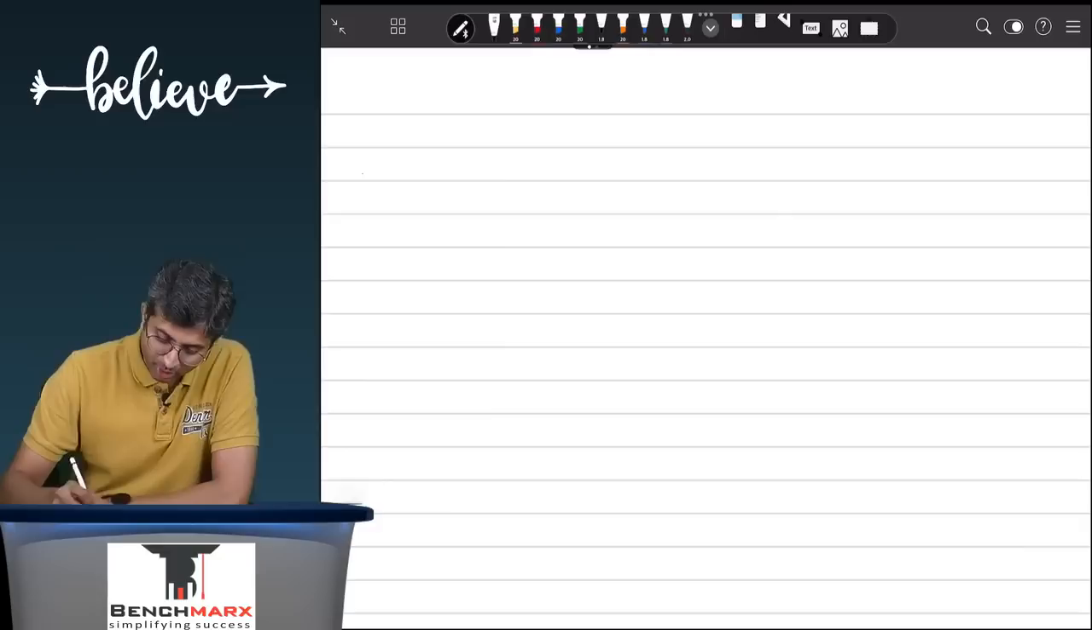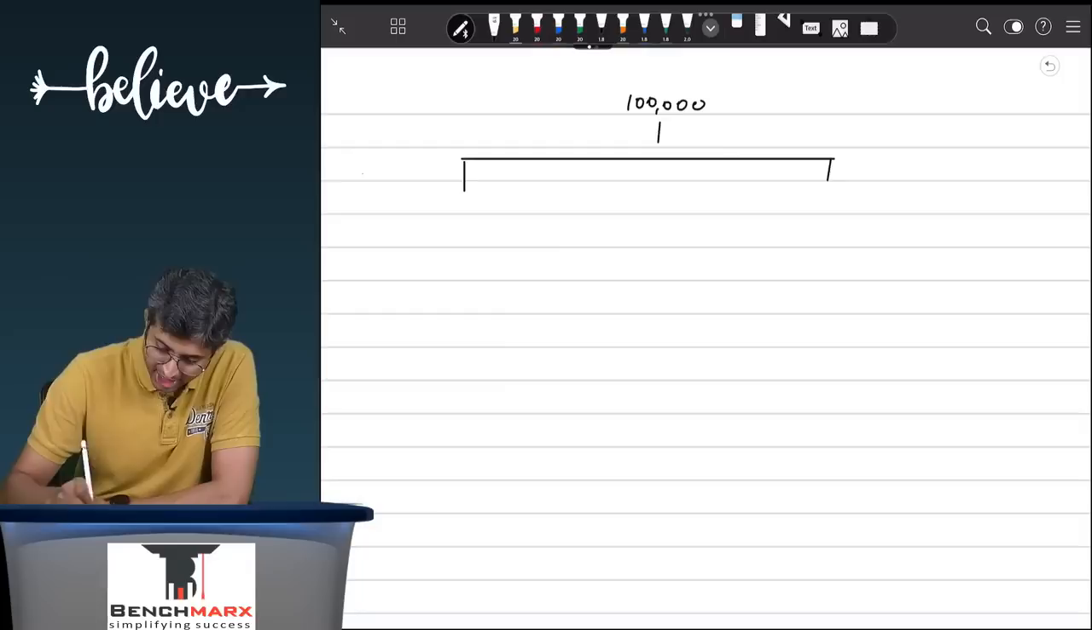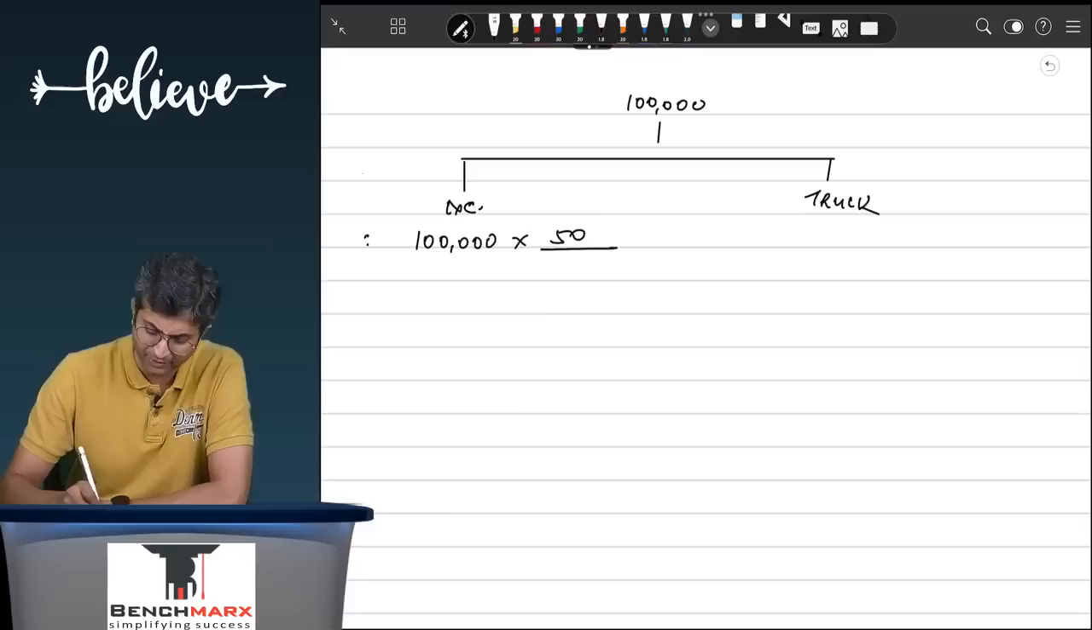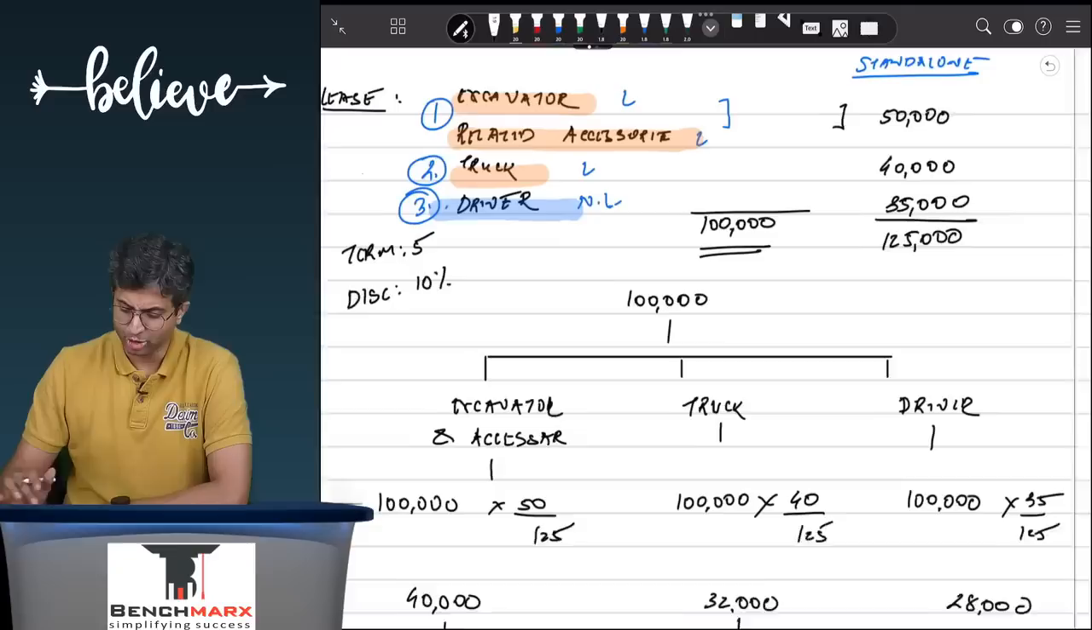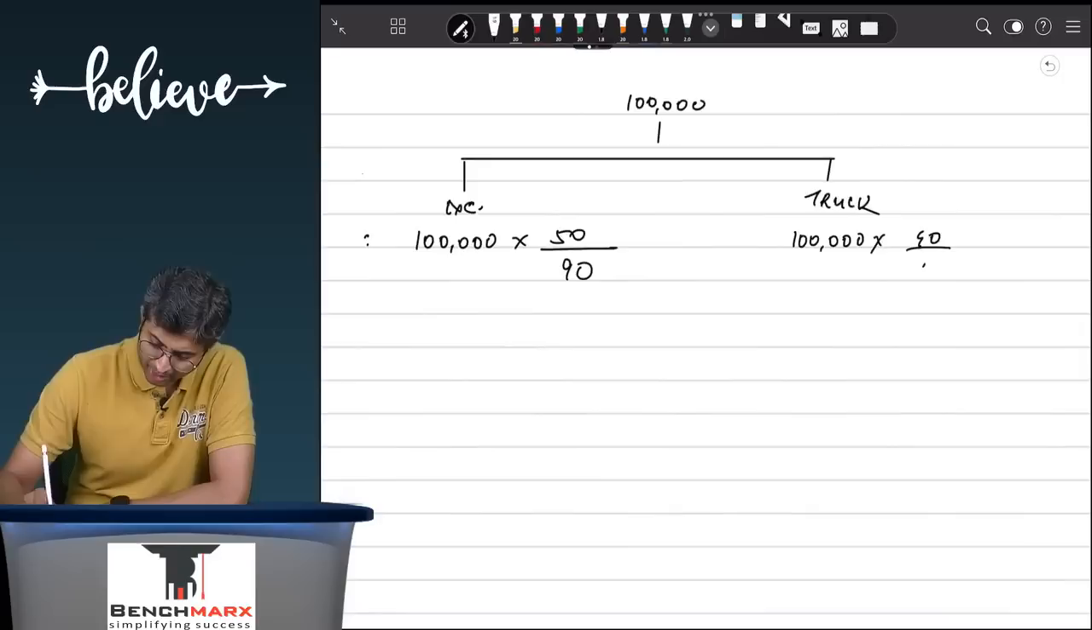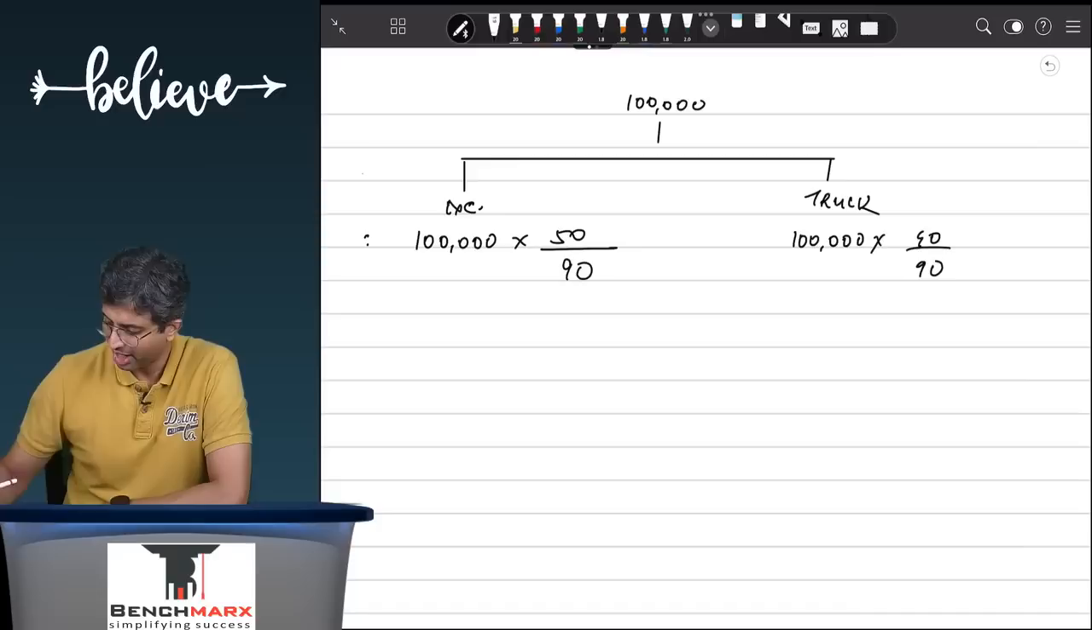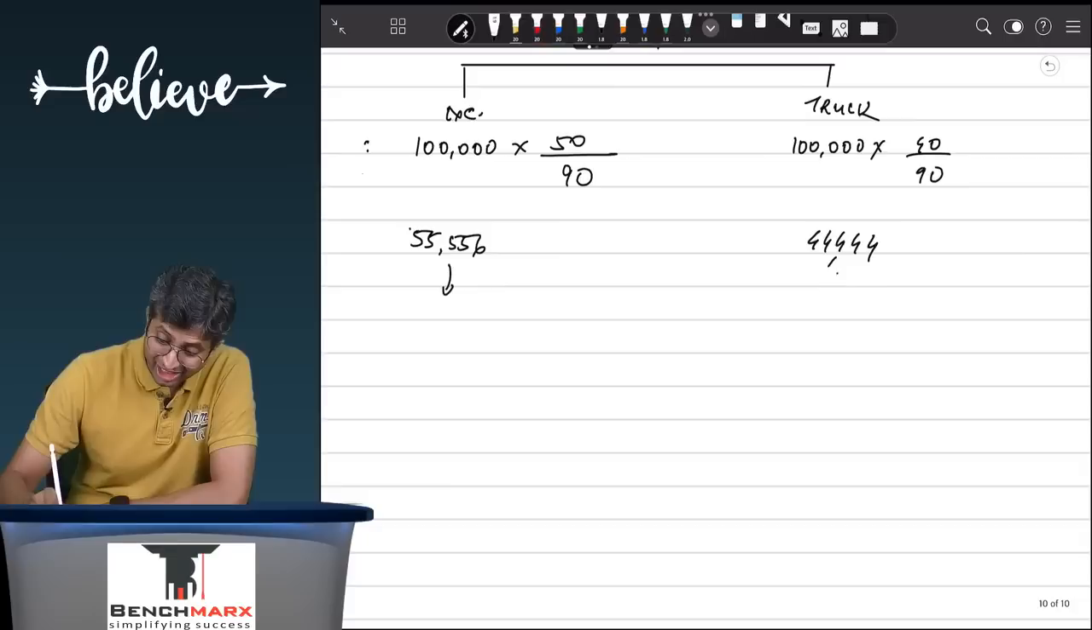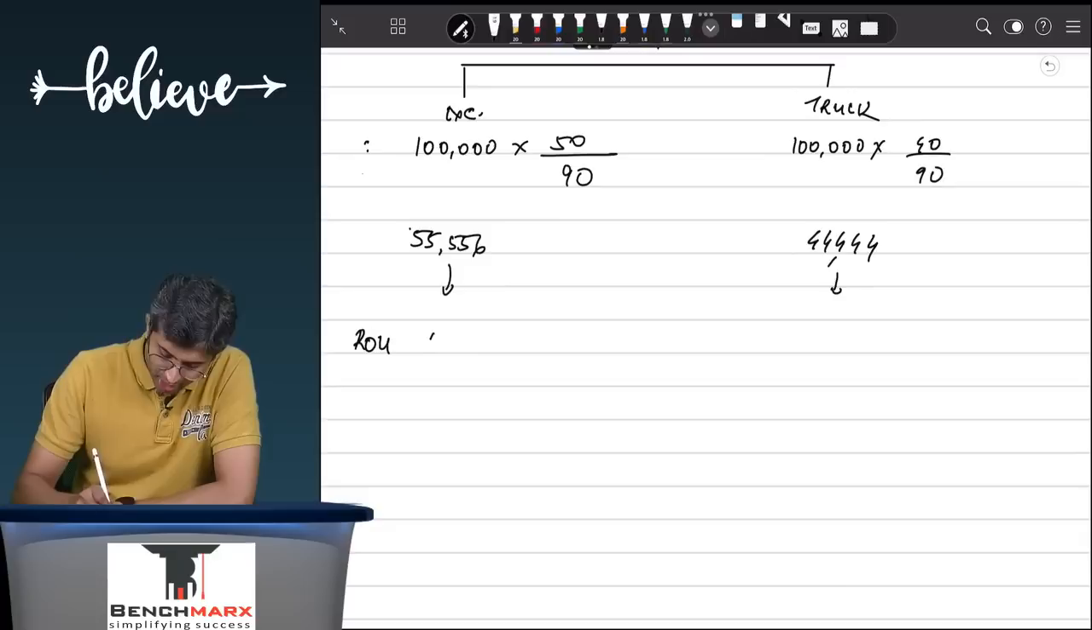So in which case, what will happen is you will take this 1 lakh and you will allocate this 1 lakh between, let us say, the excavator and its accessories and the truck, in the ratio of the standalone prices. So this 1 lakh will be allocated into 50 upon 90, that is 50 plus 40. You will not take the driver's cost over here, and 1 lakh into 40 upon 90, in which case you will have, let us say, 55,556 and 44,444. And based on that, you will create a ROU asset, which will obviously be higher this time around. It will be your ROU plant to the lease liability for the plant.